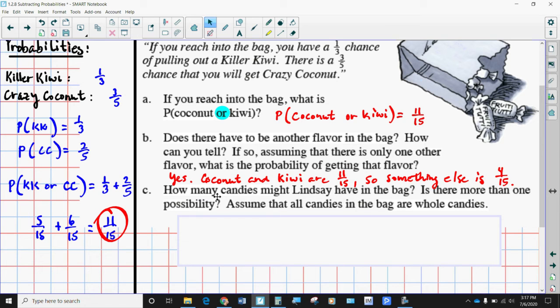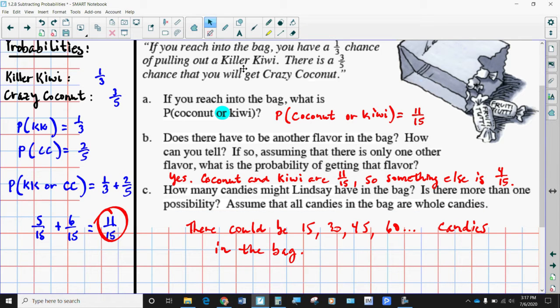So now, how many candies might be in her bag? Is there more than one possibility? We did something like this the other day, and yeah, the number of candies in there would be like the common multiples of your denominators. Your 3 and their 5, so there could be 15 in there. In which case, 5 of them would be kiwi, 9 of them would be coconut, and is that right?